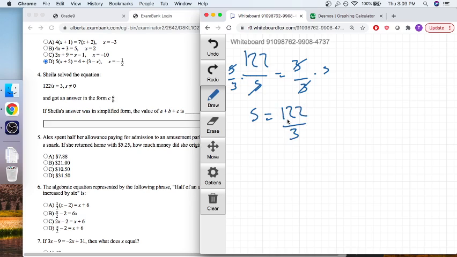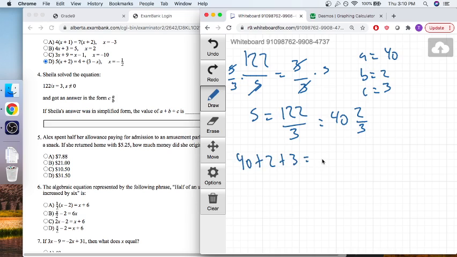122 divided by 3 is going to be, okay, so we're going to reduce this. I can't actually reduce, so we're going to put it into a mixed fraction is what we're going to do. So 3 can go into it 40 times evenly, and then we're left with 2/3 remaining. So our A value is going to be 40, our B value is going to equal 2, and our C value is going to equal 3. And we're going to add these together, so 40 plus 2 plus 3 is going to be 45. And that is going to be our answer.